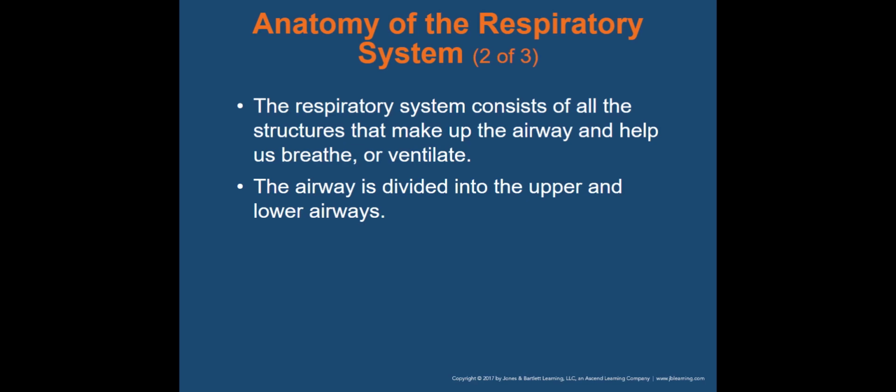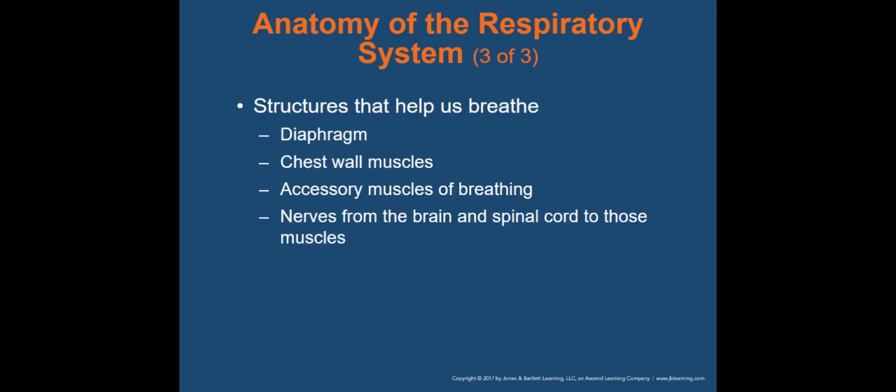The airway is divided into the upper and lower airways. There are structures that help us breathe. That includes the diaphragm, which is that large muscle at the base of the costal margin, which is just attached to the lower ribs. The chest wall muscles, those are all of the muscles that line all of our ribs. Accessory muscles of breathing, which include our upper muscles around our neck, our back muscles, our chest muscles, our pectorals, and nerves from the brain and the spinal cord to those muscles.